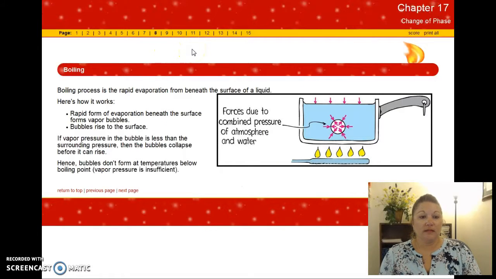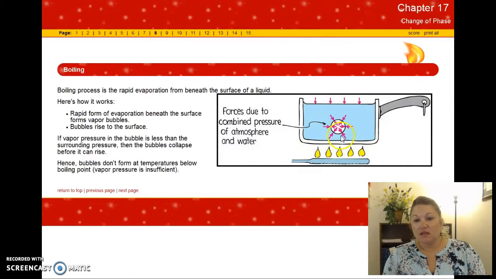Boiling is rapid evaporation that happens beneath the surface of a liquid. Look at this. We have the heating element on our stove. It's going to cause the water on the bottom of the pot to increase in temperature first, right? That will cause little bubbles. You ever notice that? Bubbles along the bottom of the pot when you first start boiling things?